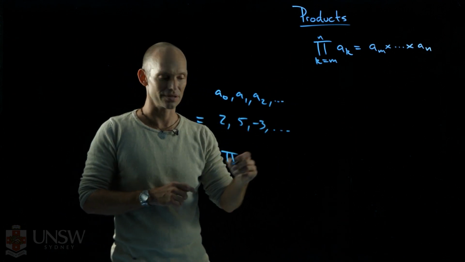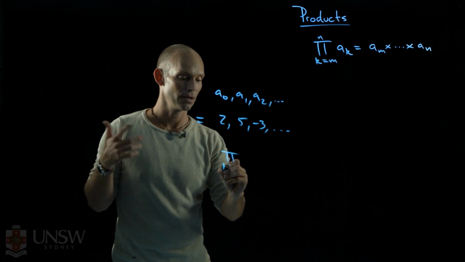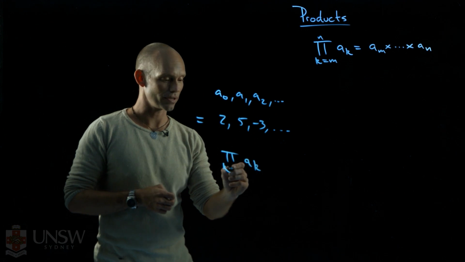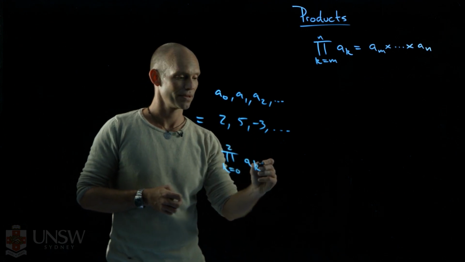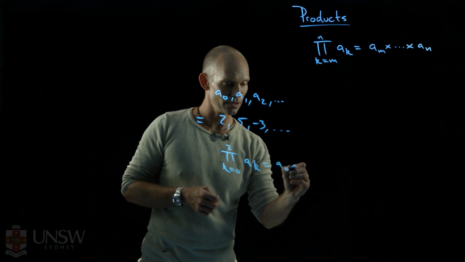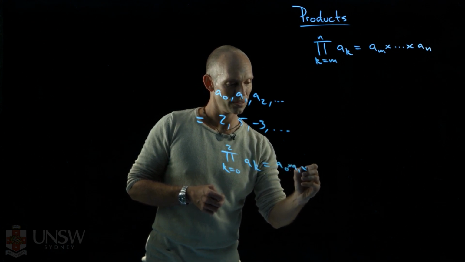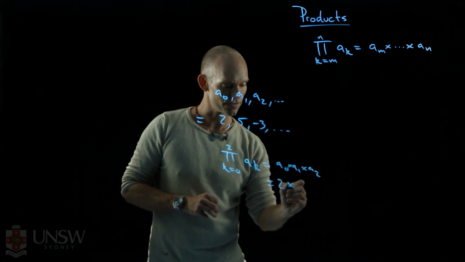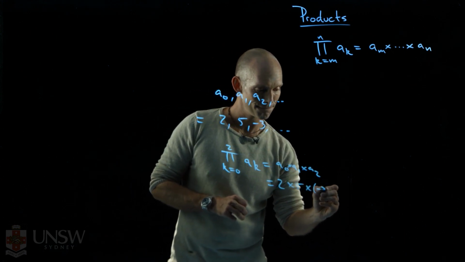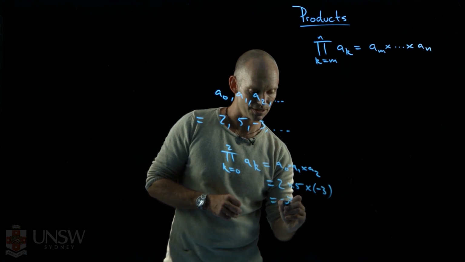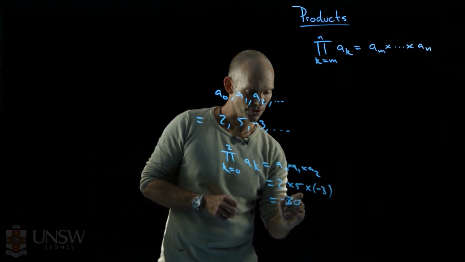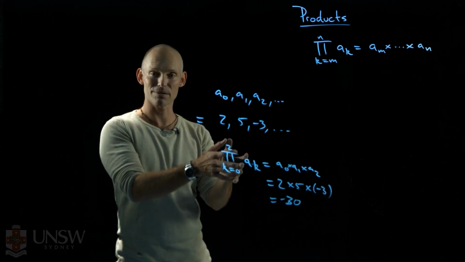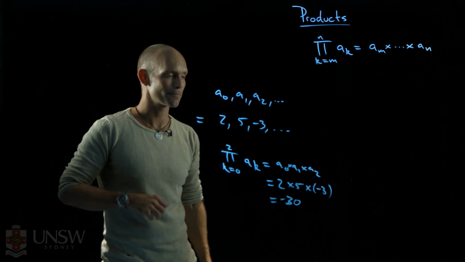But if we wanted to use the product notation, we could say that's equal to the product of the terms AK, where k goes from 0 up to 2. So in other words, that's A0, A1, A2 multiplied together. So that's equal to 2 times 5 times minus 3, and that gives you minus 30. Of course, if we only have 3 terms, it's not particularly useful, but if we had a billion terms, then it would be quite useful.